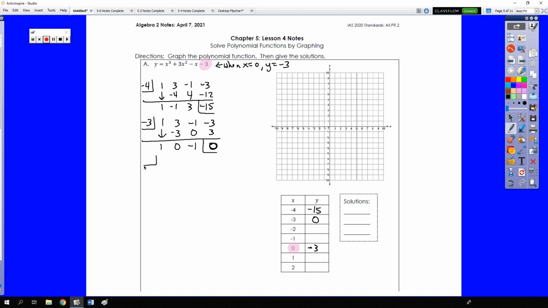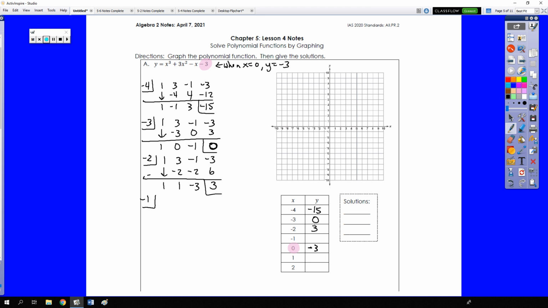Then we do -2. You'll see how this process is just repetition. All we're doing is repeating synthetic division over and over again. -2 times 1 is -2. Add down is 1. -2 times 1 is -2. Add down is -3. -2 times -3 is +6. Add down is 3. So when x equals -2, y equals +3.